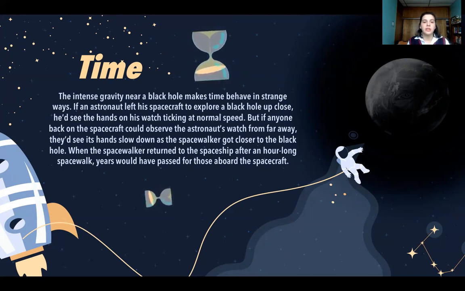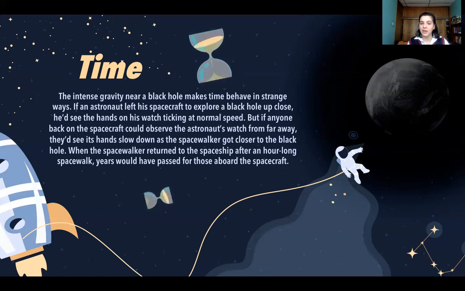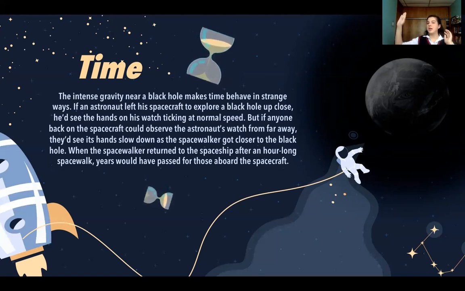If an astronaut left his spacecraft to explore a black hole up close, he'd see the hands on his watch ticking at a normal speed. But if anyone back on the spacecraft could observe the astronaut's watch from far away, they would see its hands slow down as the spacewalker got closer to the black hole. When the spacewalker returned to the spaceship after an hour-long spacewalk, years would have passed for those aboard the spacecraft.